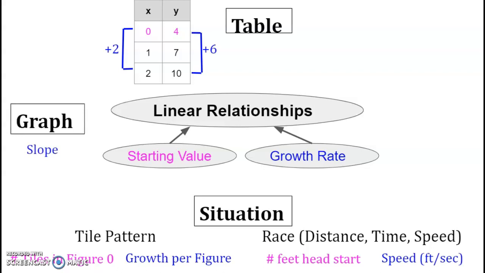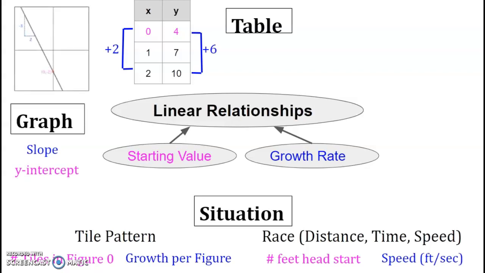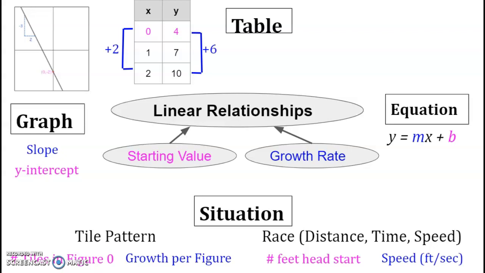And then we went on to graphing. Growth rate is represented as slope, and starting value is represented as the y-intercept. Here we have the y-intercept and the slope represented in this slope triangle. Finally we went on to the equation y equals mx plus b, where slope m is the growth rate and b is the starting value.